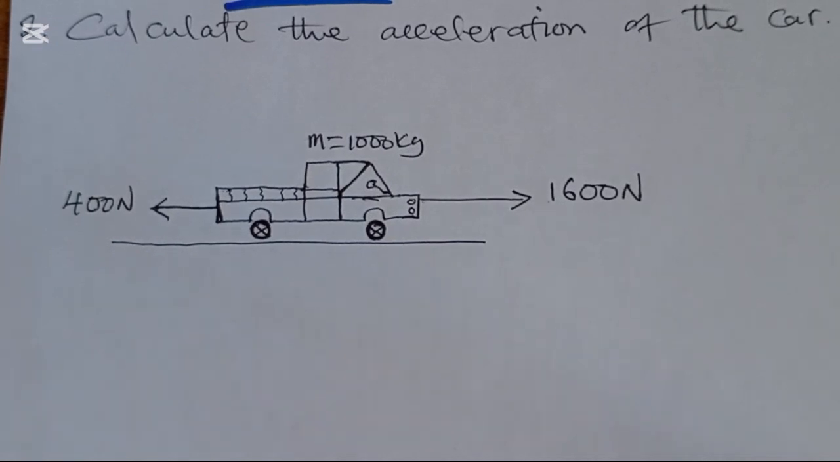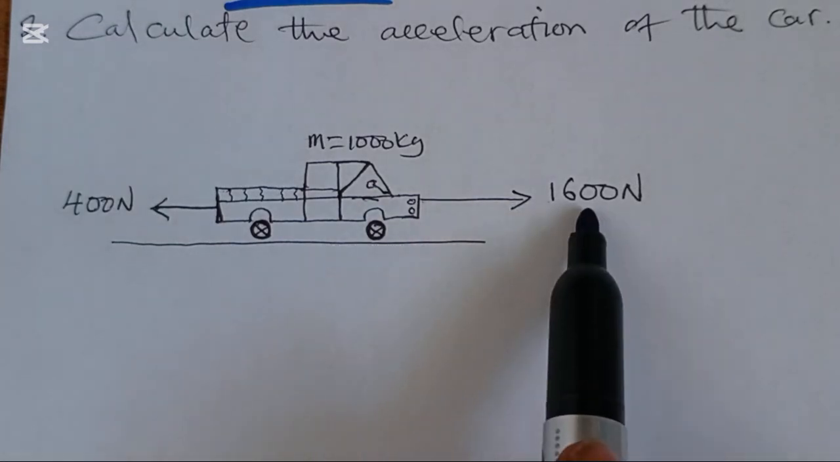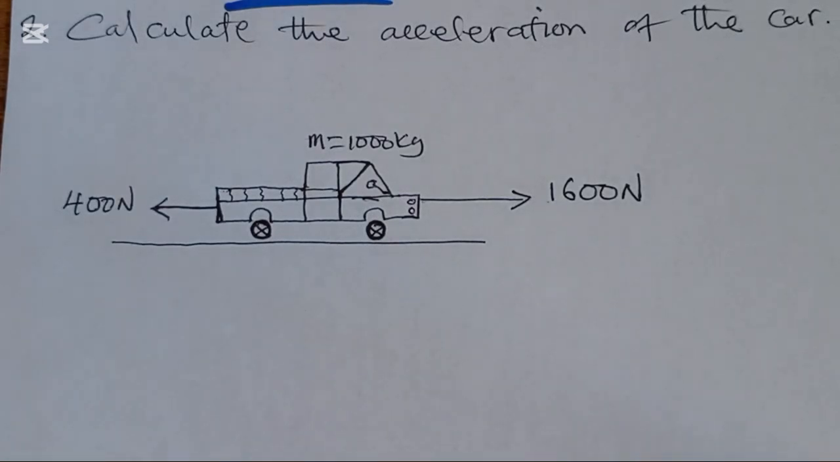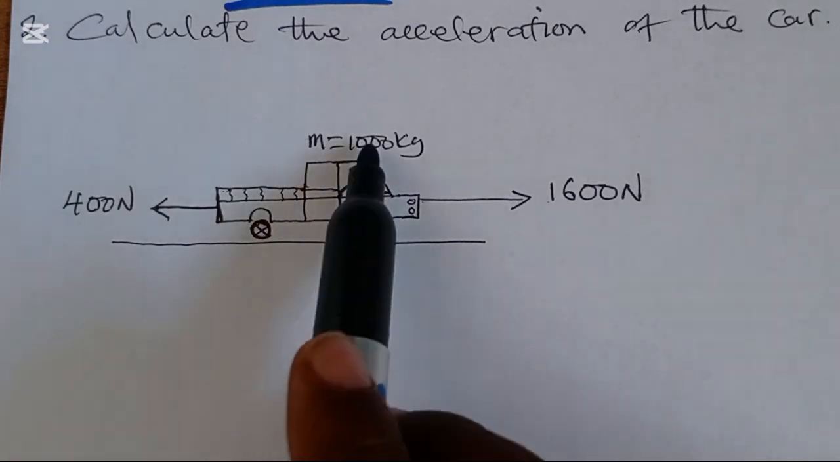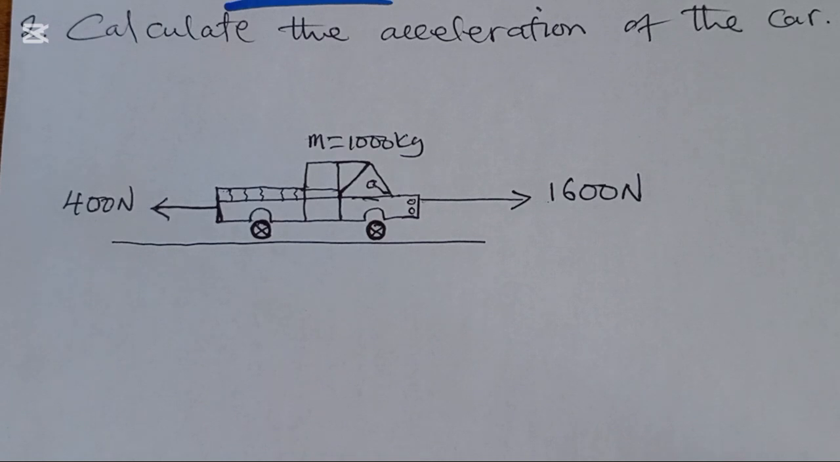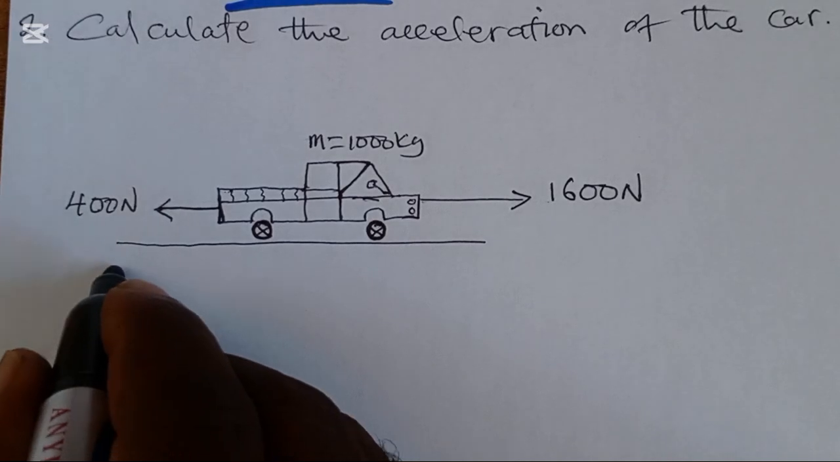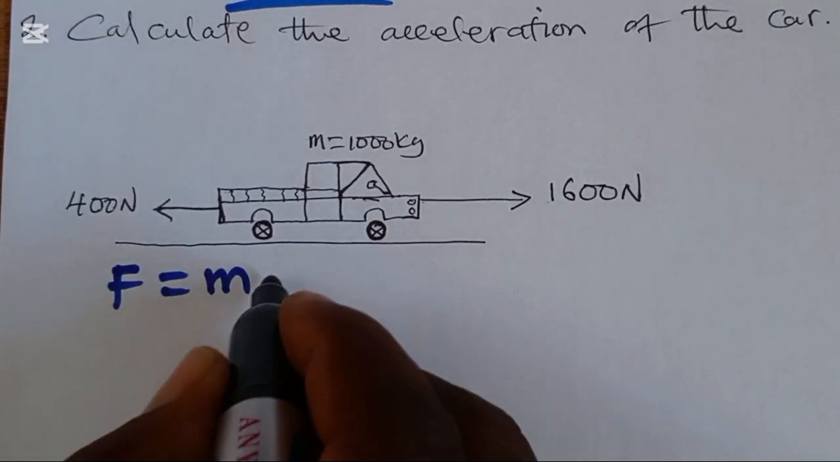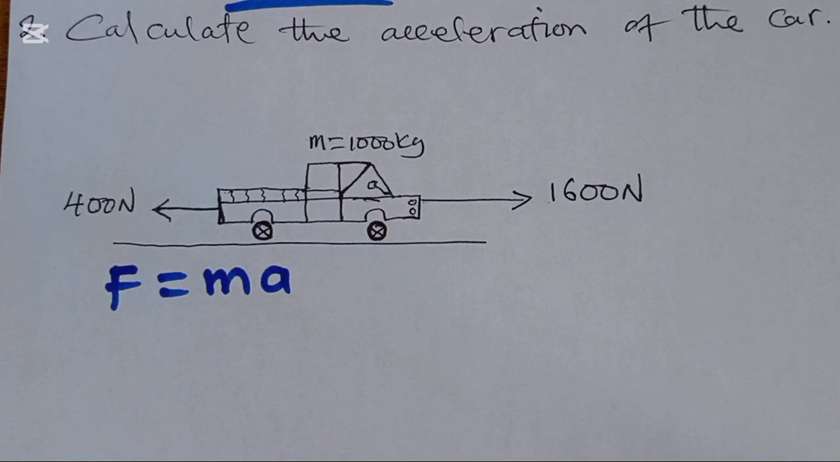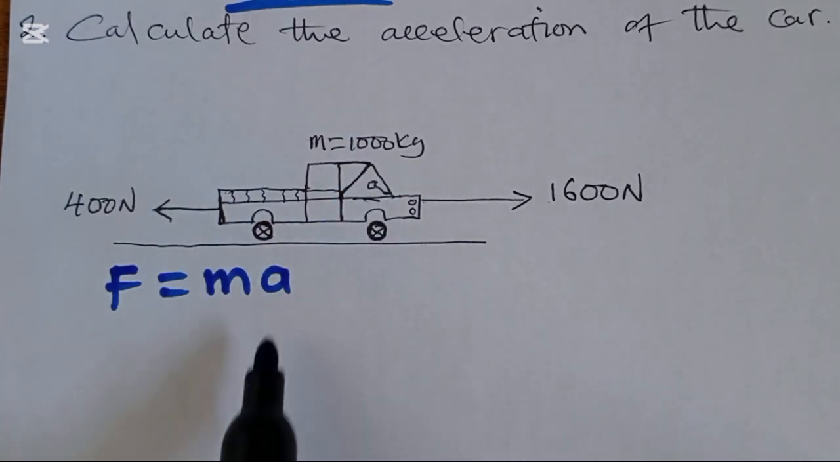Number 2, calculate the acceleration of the car. So this is the car that we have. We have the driving force, which is 1,600 newtons, and we have the resisting force, which is 400 newtons, and the mass of the car is 1000 kg. So the question is asking for acceleration. So remember that force is equal to mass times acceleration. So mass we have, it is 1000 kg, and we are looking for acceleration.